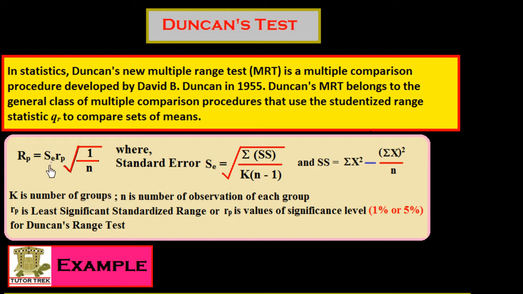Here I explain the contents of what we are taking. K is the number of groups, and n is the number of observations in each group. RP is the least significant standardized range, the value at significance level 1% or 5% for the Duncan range test. So I will explain the Duncan range test with a tutor example.